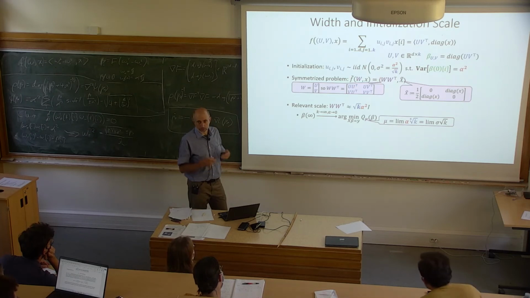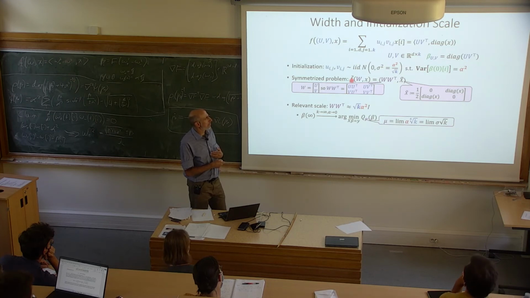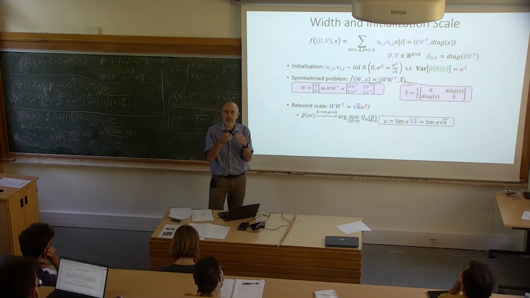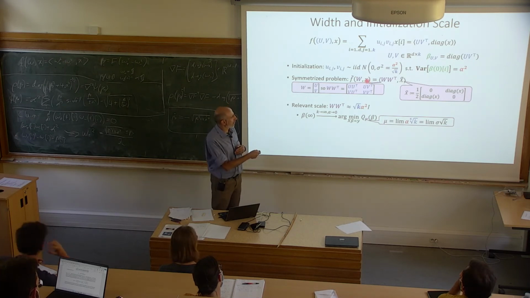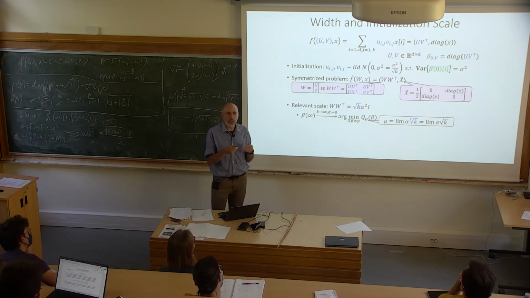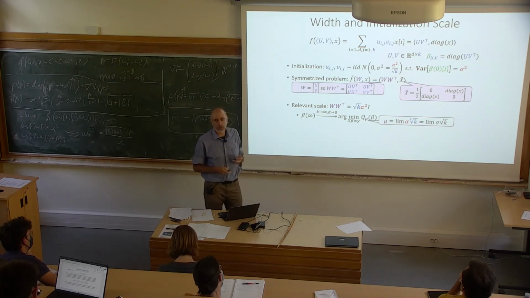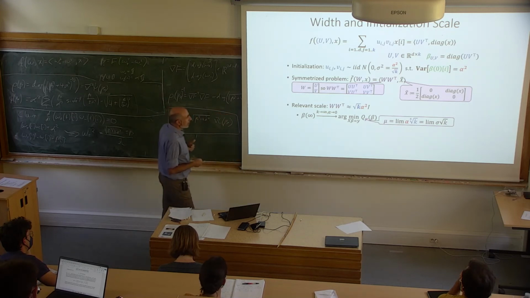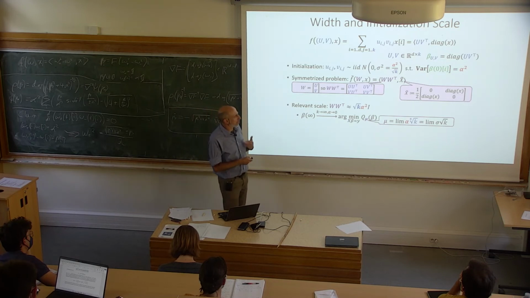And since U and V are chosen to be random, then UU transpose has a much higher scale than UV transpose. Here I'm taking outer products of independent random vectors, whereas on the diagonal of W, I'm actually taking inner products of a random vector with itself. I'm looking at the norm of random vectors. So they're going to be larger by a factor of square root of k. And so now, the relevant scale becomes not alpha squared, but square root of k times alpha squared.